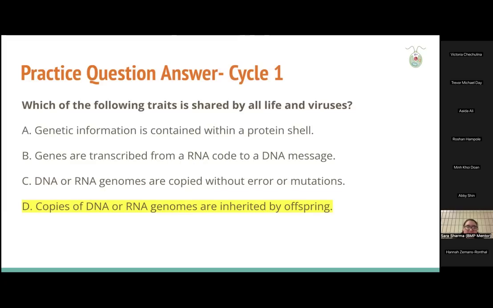And B, genes are transcribed from an RNA code to a DNA message. This only happens, RNA to DNA, in viruses through the enzyme called reverse transcriptase, not in humans. So only viruses. And then C is wrong: DNA and RNA genomes are copied without error mutations. If that were true, then we would not have any evolution, we would not have any changes. So there are definitely errors and mutations that occur, which is what helps drive evolution.